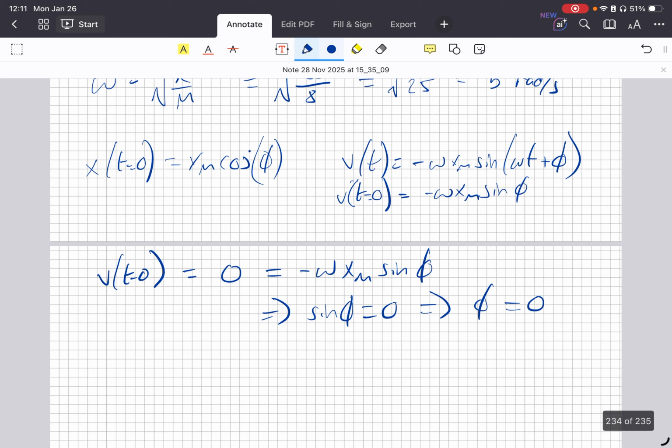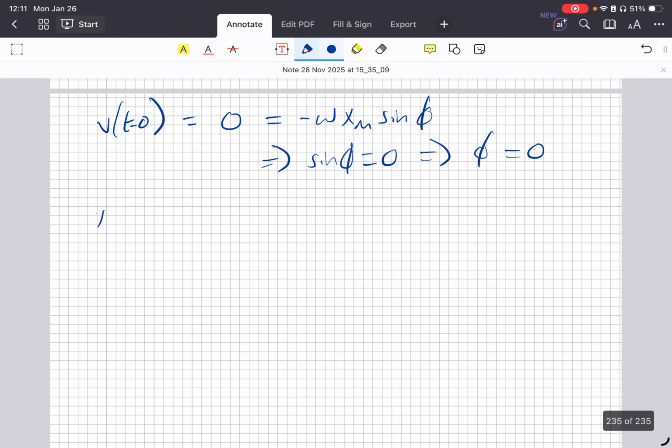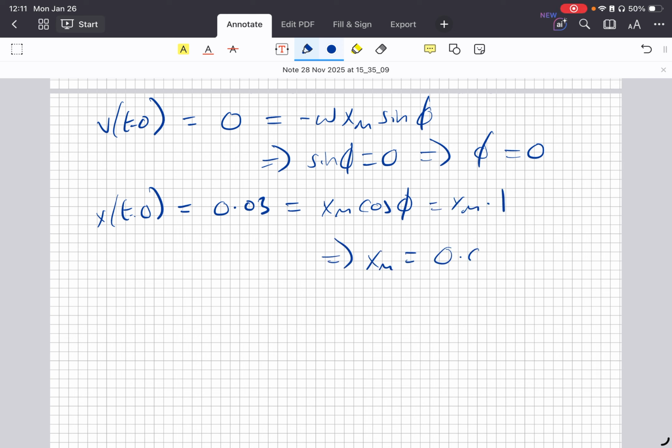We can now return to this formula and put in the number that we know for x at time equals 0 to determine what xm is. So x at t equals 0 is equal to 0.03 meters. It's our initial position. And that is equal to xm cosine(omega t plus phi), but omega t is 0 again, t is 0. Cosine phi, well, I know that phi is 0, so this just becomes xm times 1. And so this tells me that xm is just 0.03.